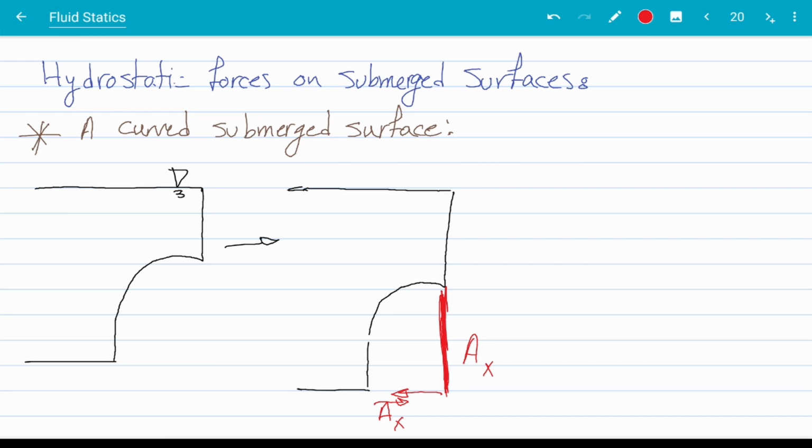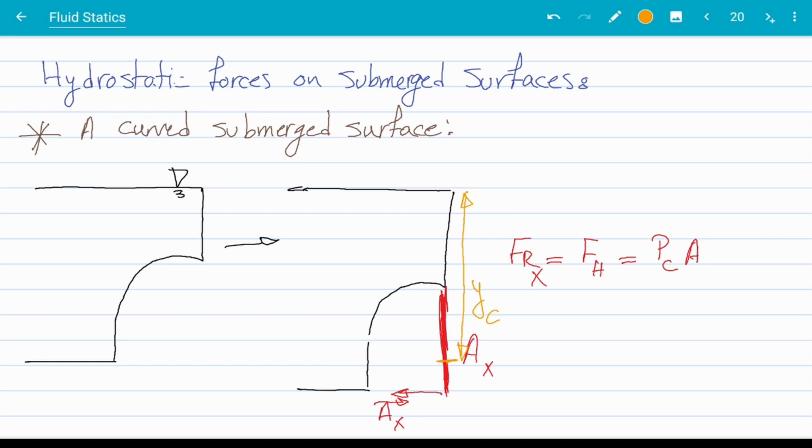So for the horizontal force, we can just assume we have a flat plate with the area Ax submerged in the liquid. And we can find the Frx, the x component of the total force. For simplicity, I'm going to just call it FH, the horizontal force. And from previous pages, you know that that is equal to P_C times area, where C is the centroid of the area. So finding the horizontal force is relatively easy.